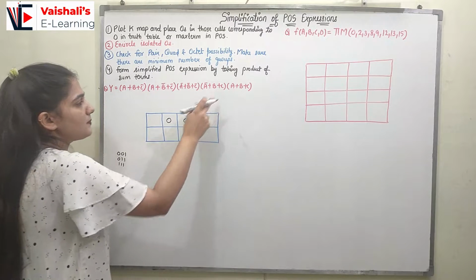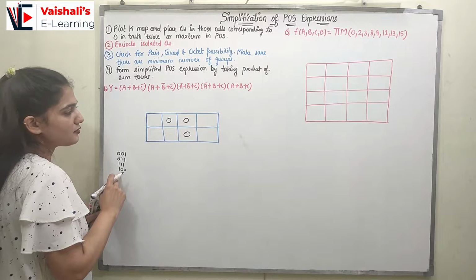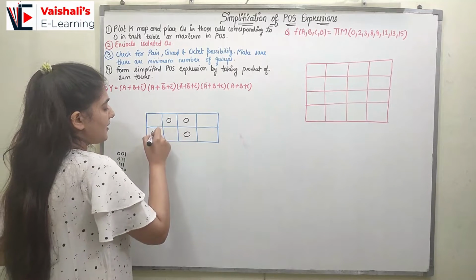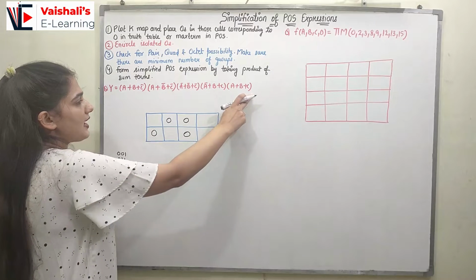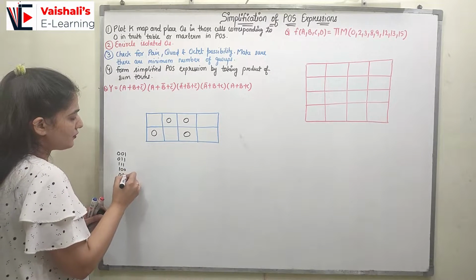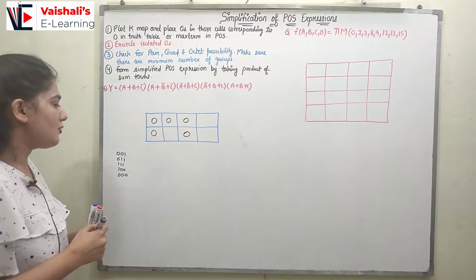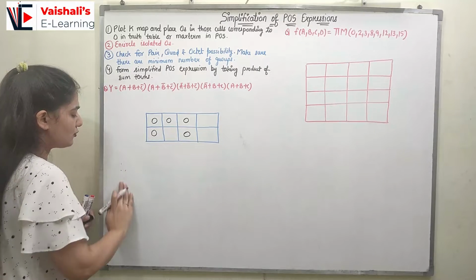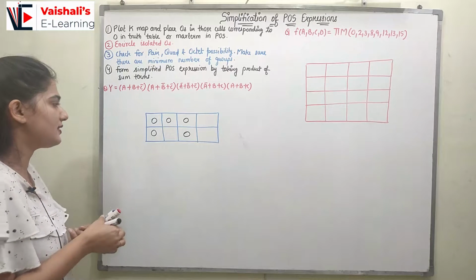A dash plus B plus C. So here it is my 100. Now 100 is 4 and this is my 4th cell. In the 4th cell I am going to put a 0. After that we have A plus B plus C, which is my 000. In the 0th cell I am going to put a 0. Now after putting the zeros, I have to check for isolated zeros. There is no isolated zero.